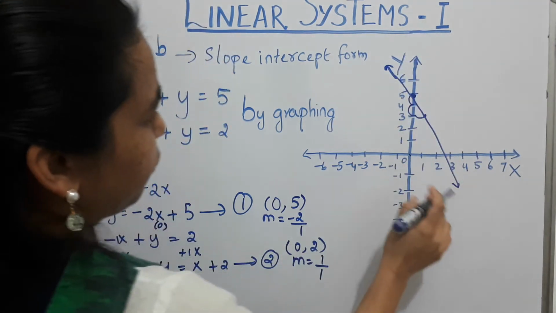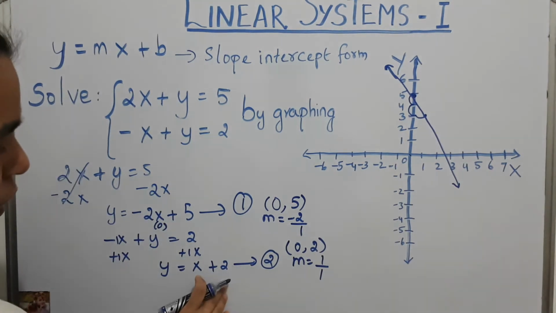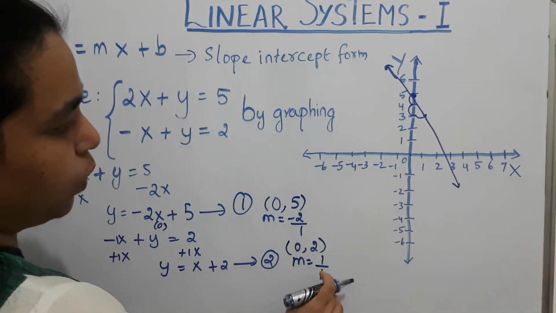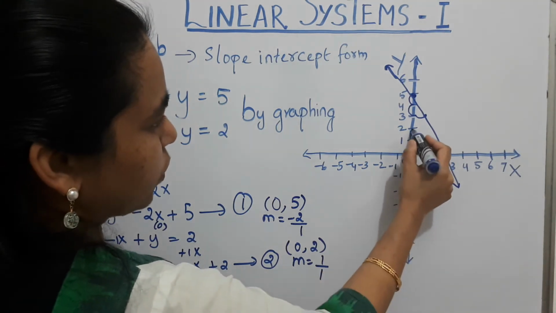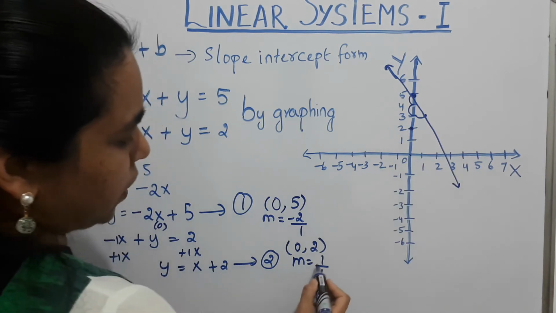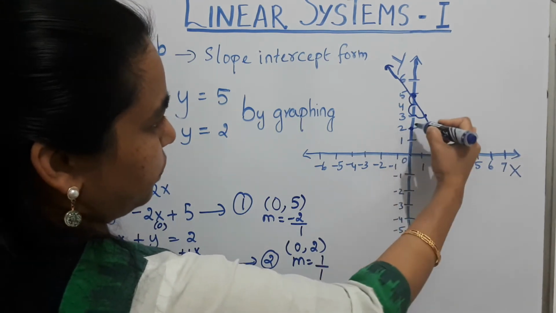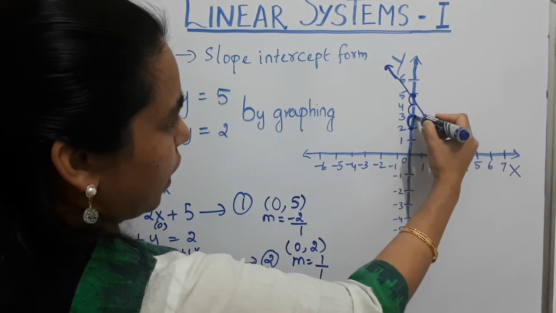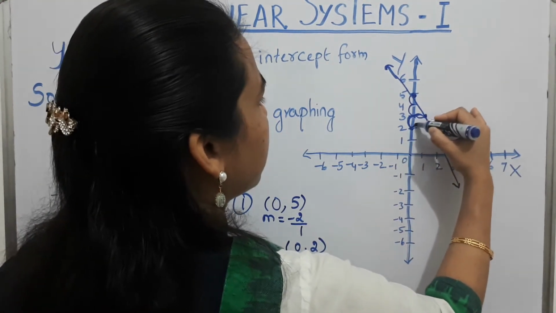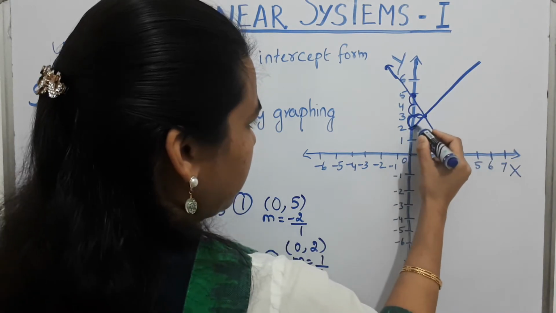This is the graph for the first equation, and for the second equation, the point is (0, 2) and the slope is 1 over 1. So (0, 2) means you plot it here, and 1 over 1 is positive, so you go up: 1 unit up and 1 unit to the right. Then you extend the line.